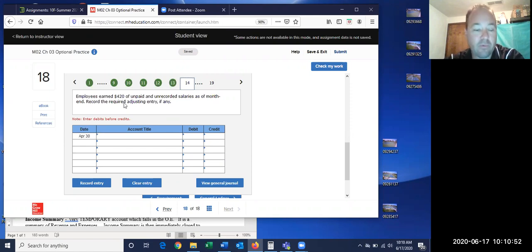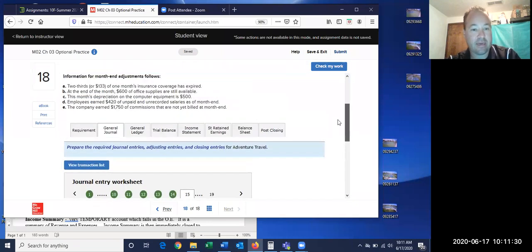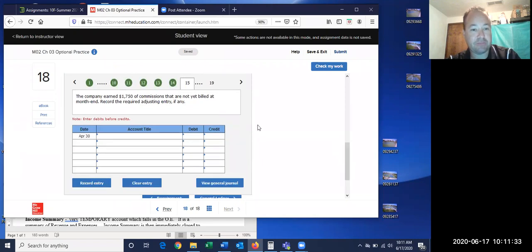Employees earned $420 of unpaid and unrecorded salaries as of the month end. Okay, so we need to show that they do have salaries that they have earned. They've earned $420, but instead of crediting cash, we don't want to do that. We want to credit our salaries payable, because we haven't paid them and we owe them the money at the end of the month in this case. So going into May, I will begin to pay them the $420. I believe this is our last, yep, this is our last adjusting entry.